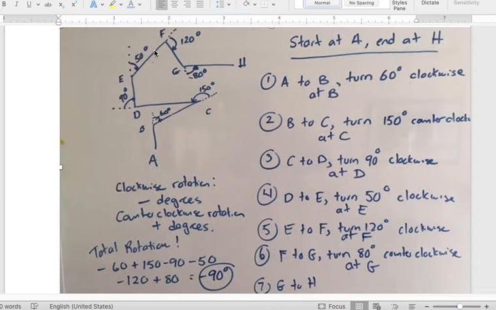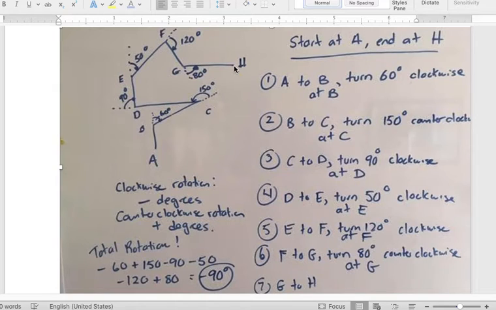Then they proceed to point F, where they would be going straight up at this diagonal, but instead at point F they do 120 degrees clockwise rotation. Then they proceed, step 6, to G, and at that point, instead of going straight down this diagonal, they do an 80-degree counterclockwise rotation. And then they proceed to point H, and they stop.